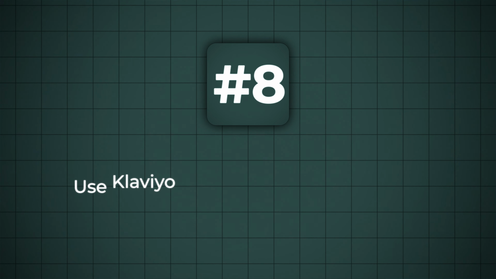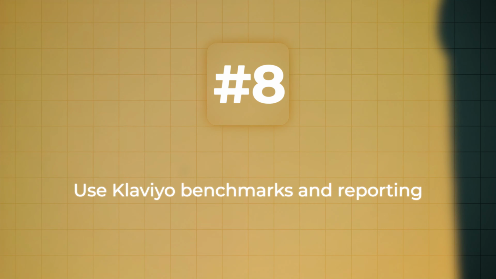Step 8, use Klaviyo's benchmarks and reporting. Klaviyo gives you benchmarks for open rates, click rates, and conversion rates. And honestly, I'm going to tell you, these aren't perfect, but they are decent benchmarks to be looking at to see how you compare to other brands in your market. Compare your numbers to these benchmarks and track improvements over time. Small tweaks to your subject lines, email designs, or timing can make big things happen for your account overall.